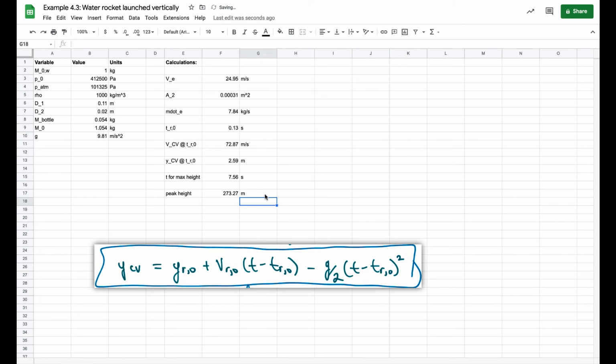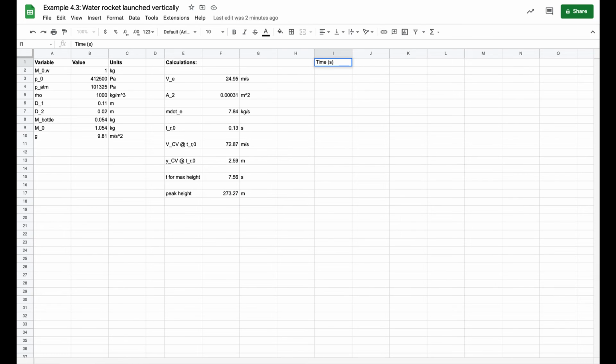So the height value that we calculated there, the expression for that is a function of time. So to plot that versus time in our spreadsheet here, we can just create a column that has all the time values, and then we have the height beside that, and then we can plot that. So I'll show you what I mean by that. So that's time in seconds, and I'll put the height in meters beside it.